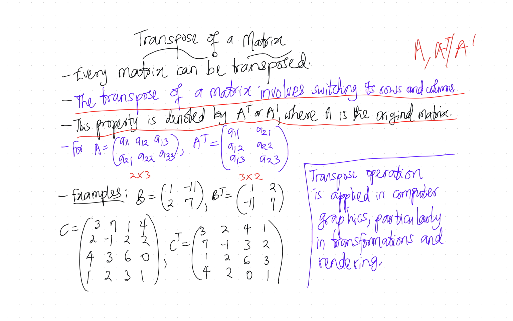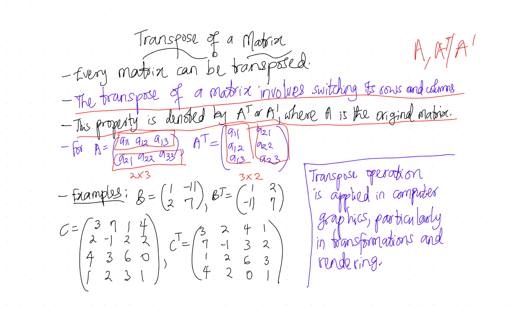So look at this. For A, which is actually a 2x3 matrix, A11, A12, A13, A21, A22, A23. When you transpose this, since it's a 2x3 matrix, it automatically becomes a 3x2 matrix, because you are switching the rows for the columns and the columns for the rows. So for instance, the first row here, A11, A12, A13, becomes the first column in the transpose. The second row, A21, A22, A23, becomes the second column. And that is the idea of transpose.